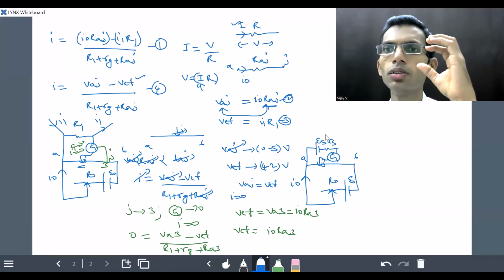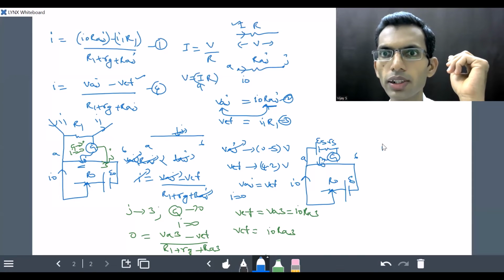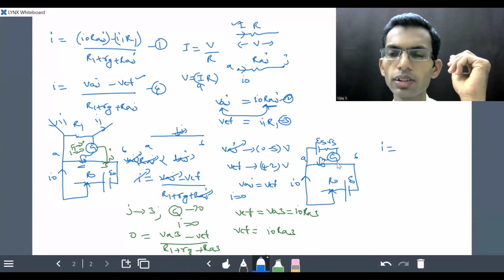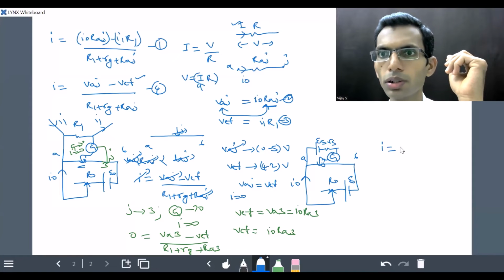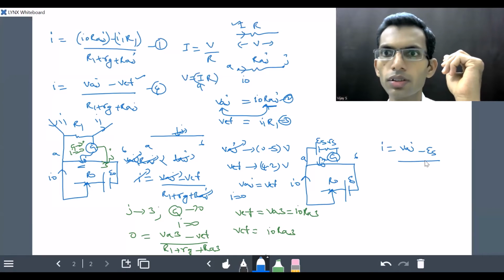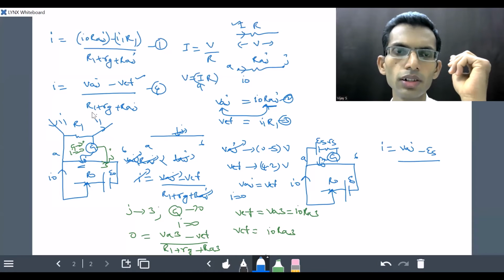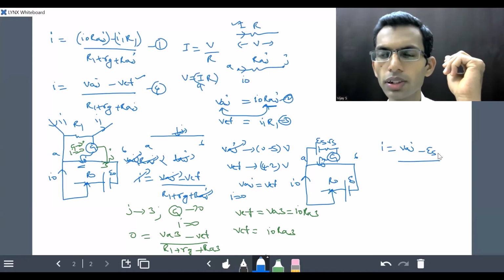Here we are going to repeat the experiment for this case. What is the current expression we are going to get for this case? It is going to be VAJ minus ES in place of the potential difference across the resistor, and in place of resistance R1 we are going to get the cell parameter RS. That is the only difference.